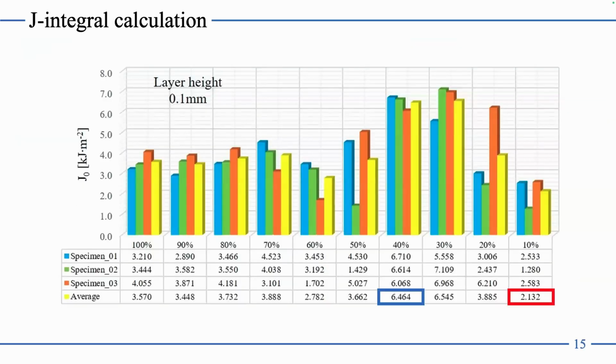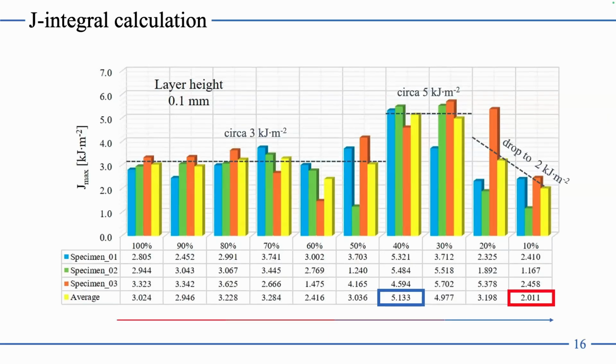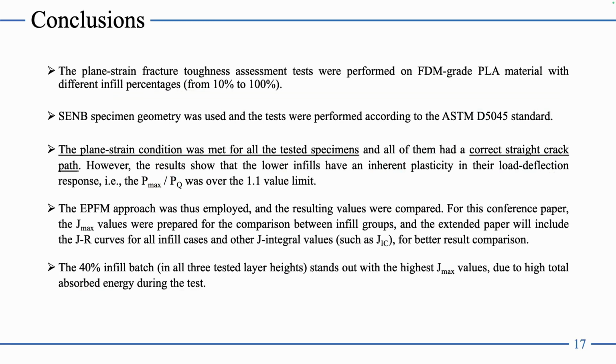Just some results here concerning the J0. So this is the J without the crack propagation. The next one is J max. So we see that from 100 to 50%, there is a steady value. And at 40, due to inherent plasticity, we have a higher value of this final dot on the JR curve. So this J max value we called. And after 10%, you have a sudden drop and pretty low values.